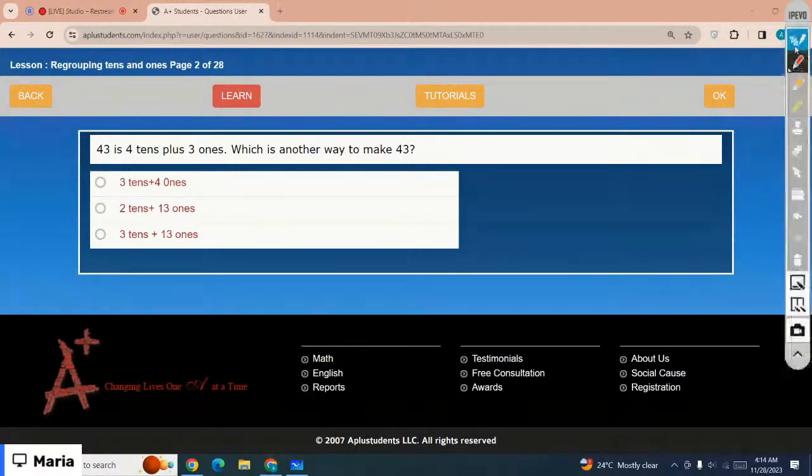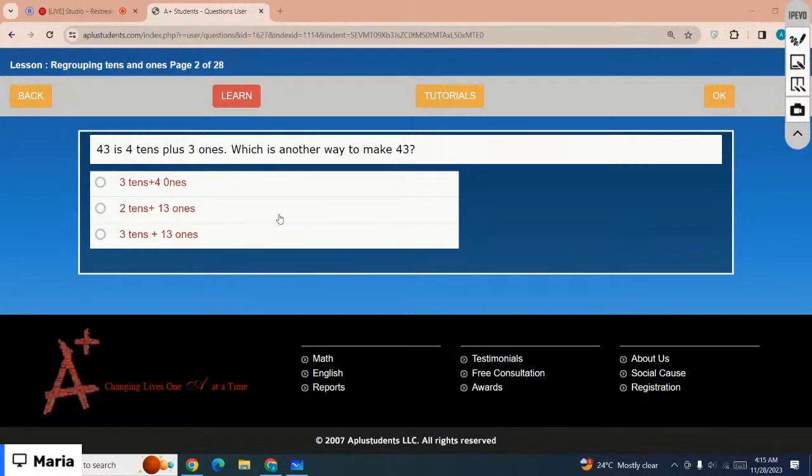You can write 43 as 30 plus 13. So 3 tens means 30 and then you have 13, right? So 30 plus 13 equals 43. So the correct option is the last one, that is 3 tens and 13 ones. Got it? The last option is the correct option, right?